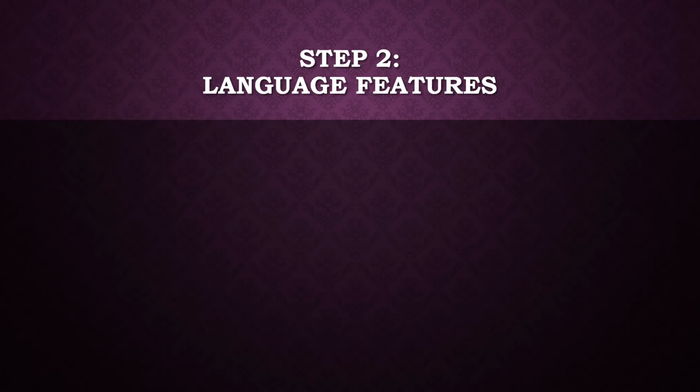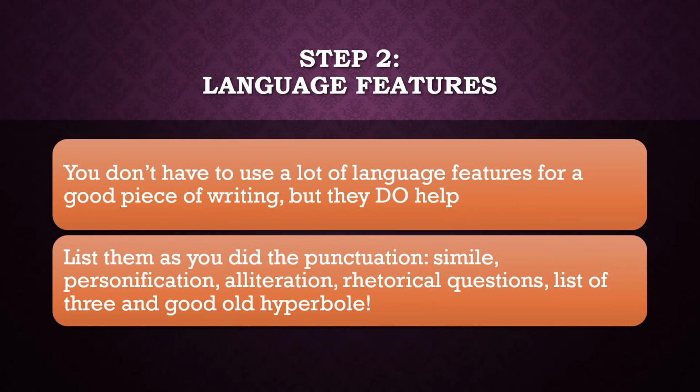Step 2, language features. You don't have to use a lot of language features for a good piece of writing, but they do help. So list them as you did the punctuation: simile, personification, alliteration, rhetorical questions, list of 3 and good old hyperbole. Again, it doesn't mean you have to use them, but at least they're there and they will be a reminder. So when you look back at your plan, when you're halfway through your story or description, then you'll know I need to use this and maybe you can put it in there.